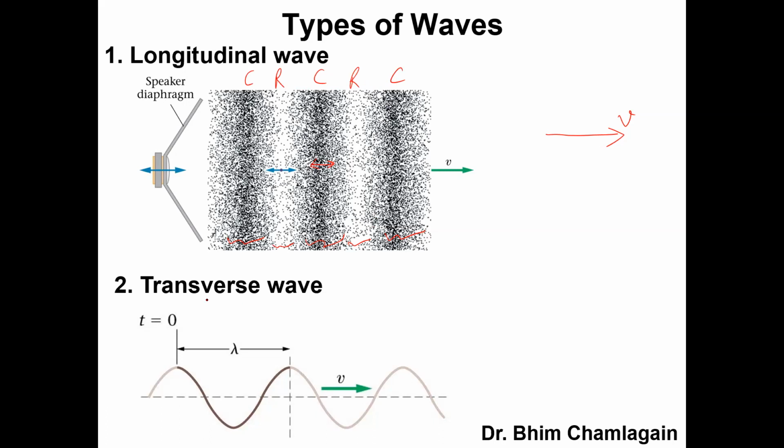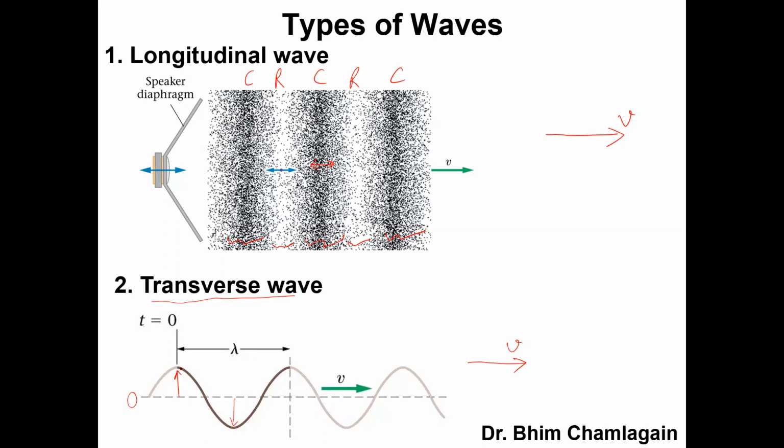The next one is the transverse wave. In this case also, the wave is moving from left to right with a velocity. But the molecules in the medium are vibrating perpendicular to it. So they go up and down. The dotted line in the middle is the mean position, where all molecules are at rest when there is no vibration. But when they start to vibrate, they move up and down from the mean position.